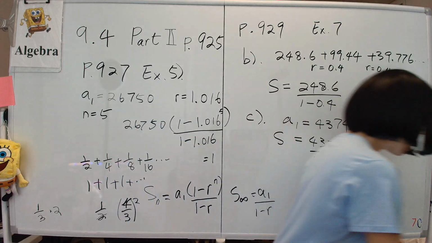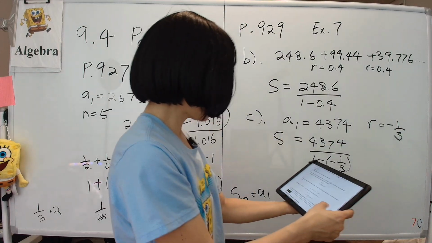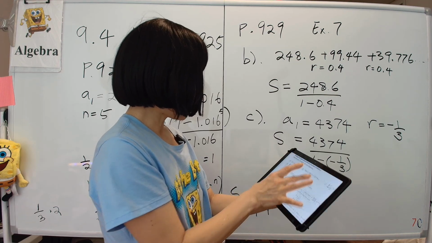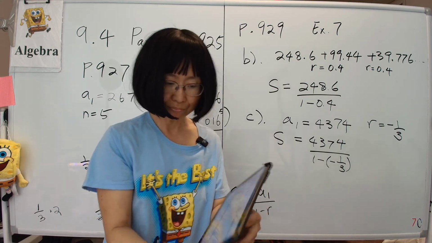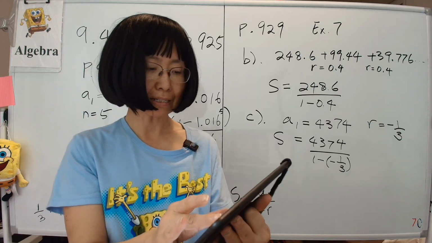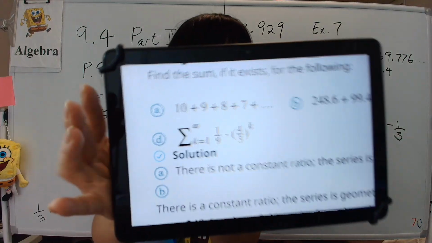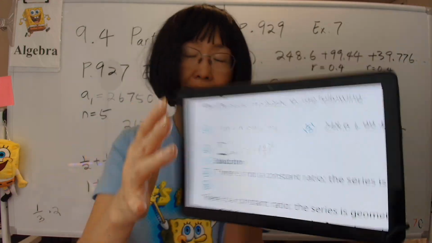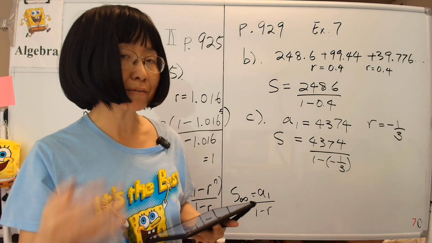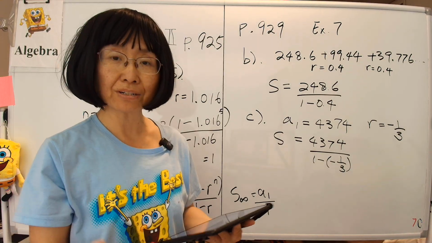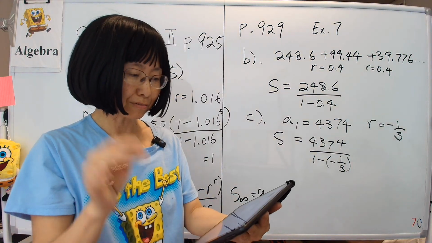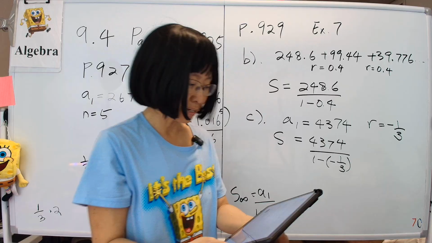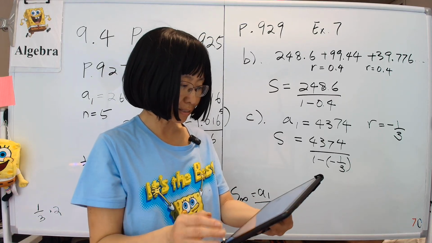Okay, let's see if that's correct. 3,280.5, yep, that is what I said. So that's okay. And then the fourth one, part D of the problem, pay attention to the ratio here. It's 4/3. If it's 4/3, it's bigger than 1, and the series does not converge. That is, it is not defined. So we don't have to do anything. We'll just say it's not defined, the sum does not exist.